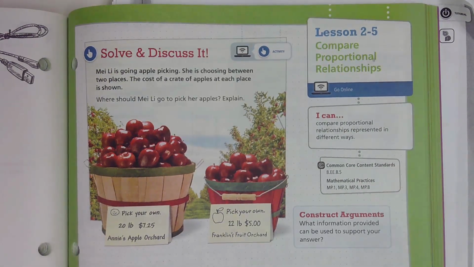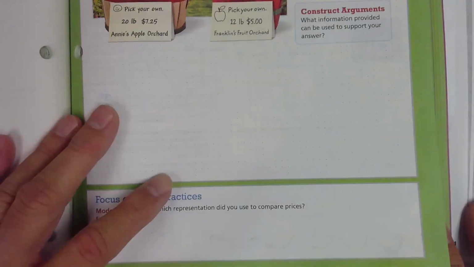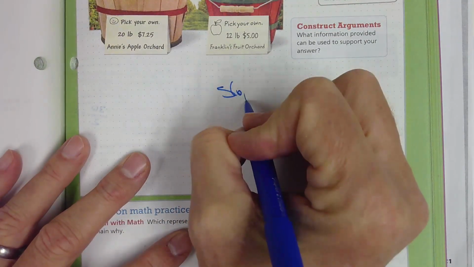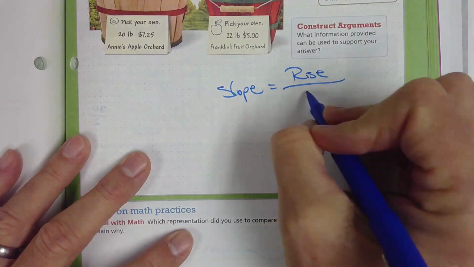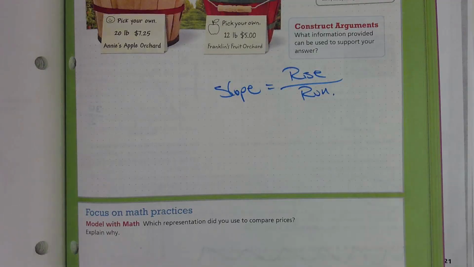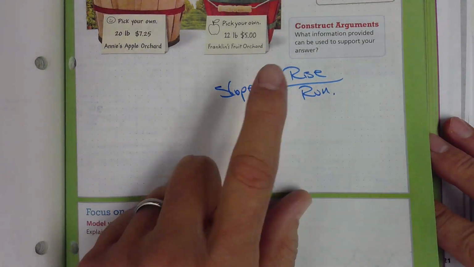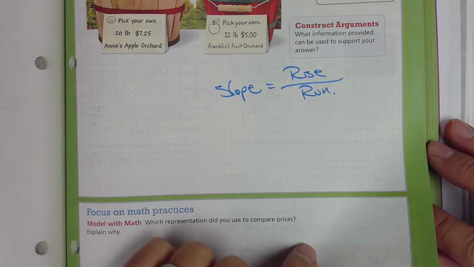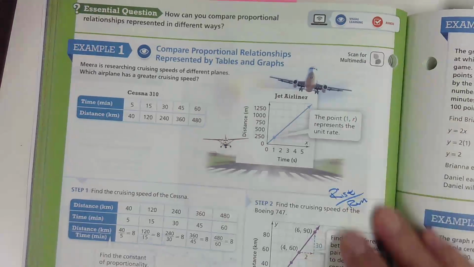Okay, so this is 8th grade, lesson 2-5, comparing proportional relationships. I want you guys to write down in this big space right here: slope equals rise over run, which will make a little more sense as we go through the lesson. Slope equals rise over run. And you're going to be using this probably for the majority of the rest of the year.